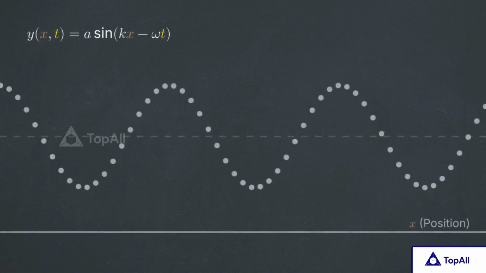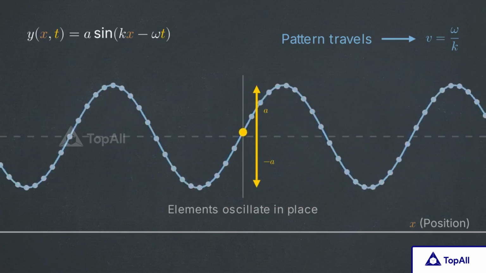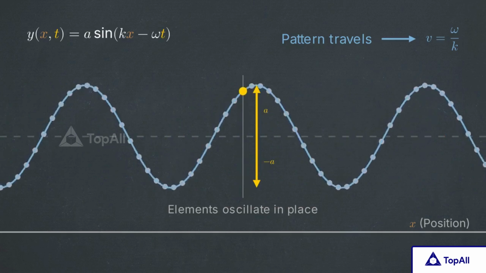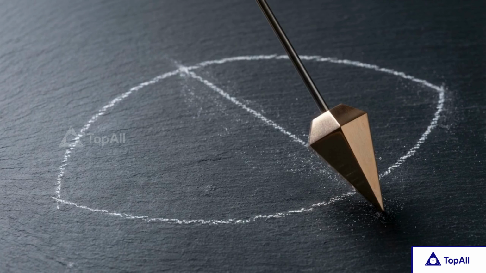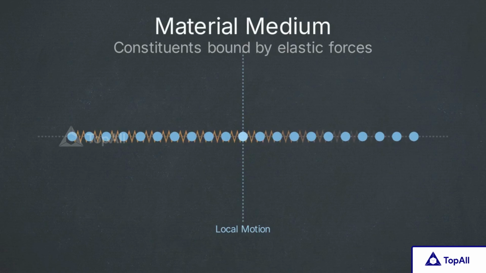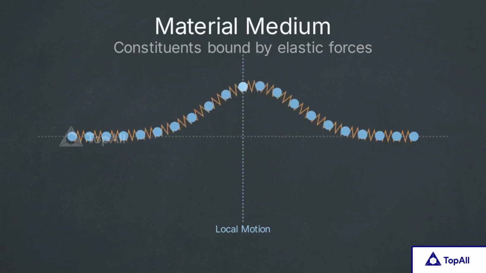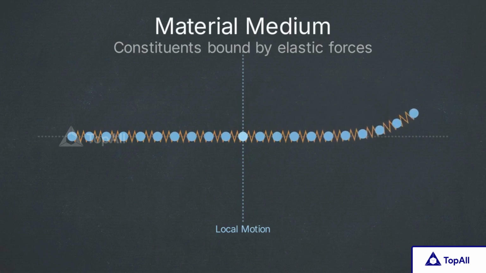We need a mathematical framework to describe an event where the medium stays in place, while a distinct pattern continuously travels through it. In simpler mechanics, we often study objects oscillating in isolation. But a wave moves through a material medium, where elastic forces bind every microscopic constituent to its neighbors. The motion of one particle instantly affects the next.